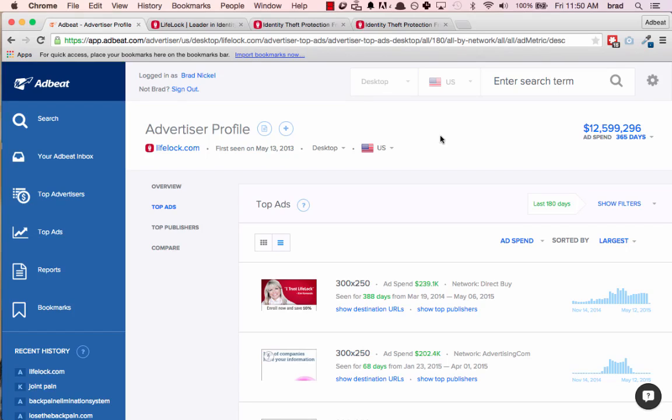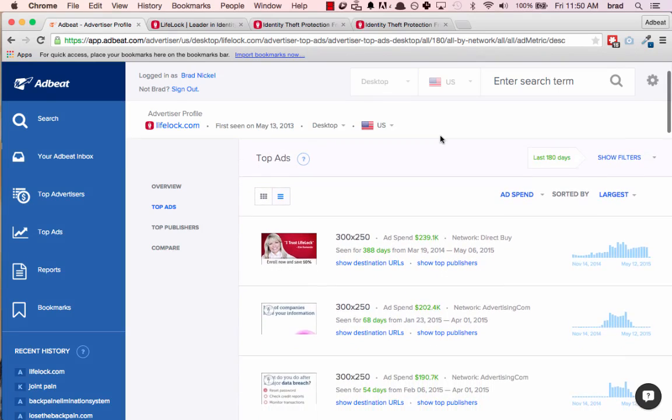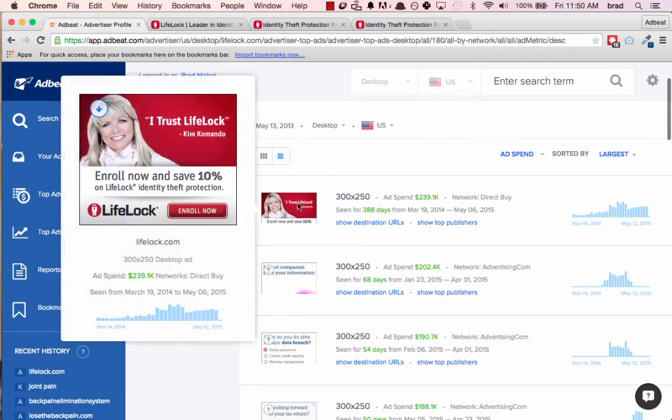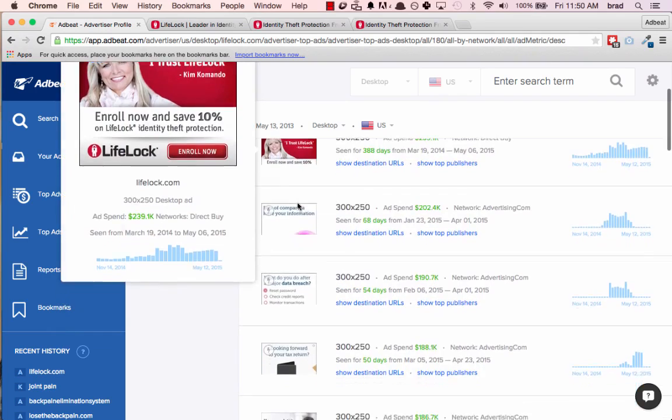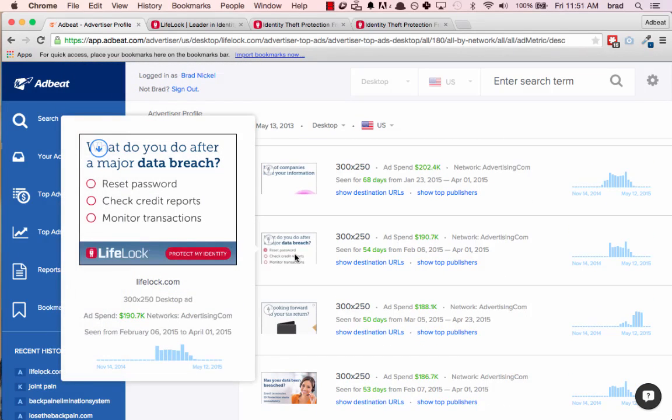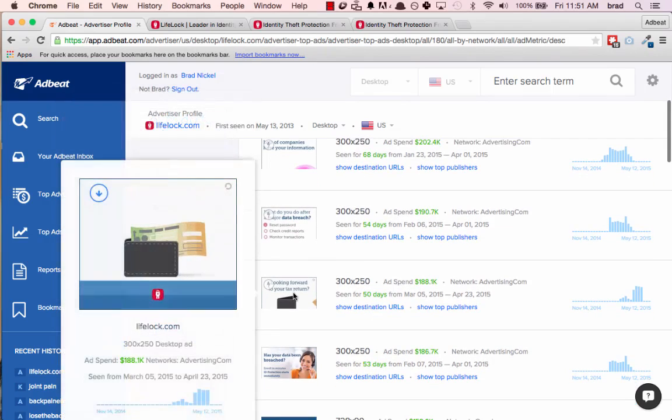Now one thing LifeLock is really good at is A/B testing different ad creatives and angles. So for example, they've got this testimonial ad from Kim Komando. If you've never heard of her, she's got a blog all about technology. They've got a few ads that mention data breaches. And here's another more timely ad about tax returns and protecting yourself against getting your returns stolen.